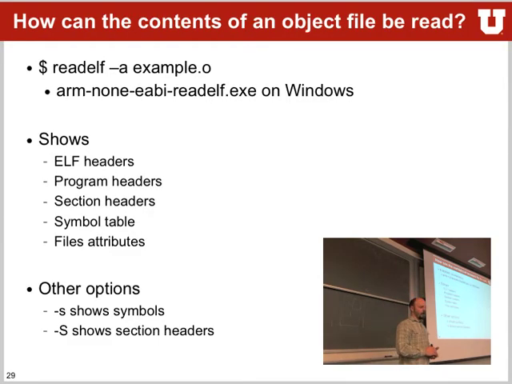How can you look at this object file again? Well, there's a small application called readelf that you can use to look at the format in there. It will spit out all kinds of different information. It will show you what the headers are, what the program headers are, what the different sections are, symbol tables, file attributes, etc.